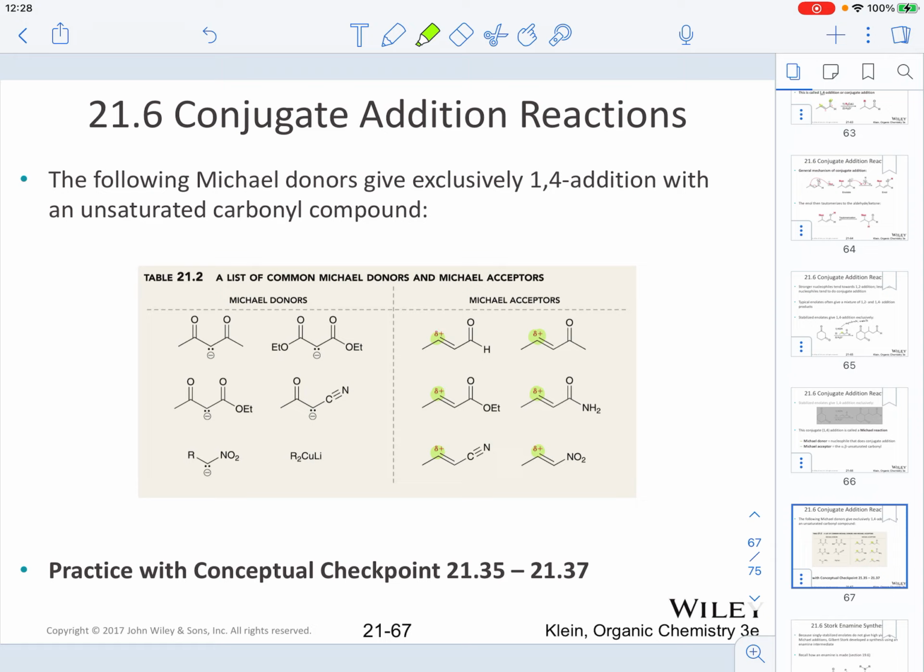Remember that when it comes to this, atom 1 is going to be your oxygen, and then you're going to number towards the alpha beta unsaturated system. So where we have those delta positives, that's position 4 in the system.